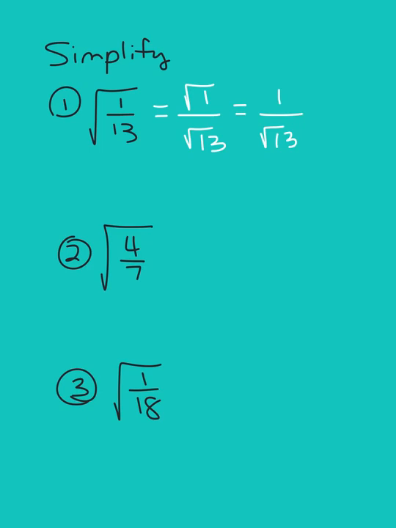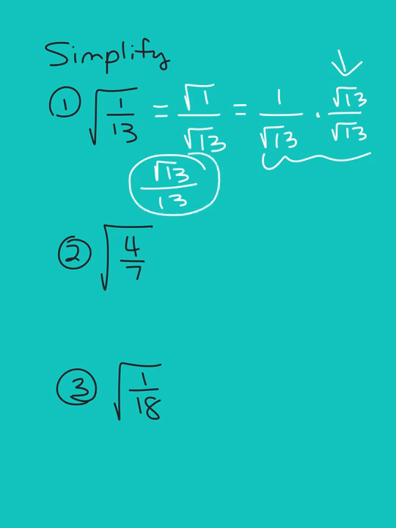Now this is where I need to rationalize the denominator, because the rule is I can't have a radical sign in my denominator. So I'm going to multiply top and bottom by the square root of 13, because when I do that, it's the same thing, I'm really multiplying that fraction by 1, so I'm not changing the overall value. 1 times the square root of 13 is going to give me 13. And in the exercises we just did, root 13 times root 13, I know is 13. So that's my final answer right there.